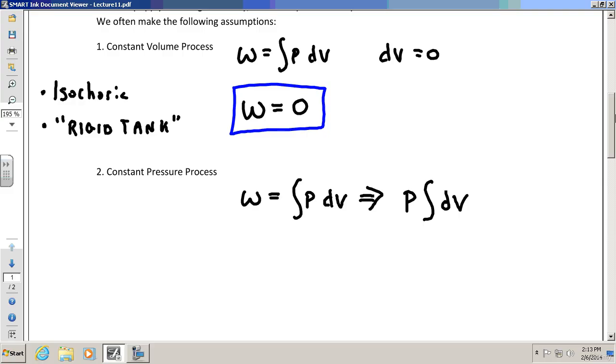Well, in that case, we can simplify. Work for a constant pressure process is pressure times V2 minus V1.